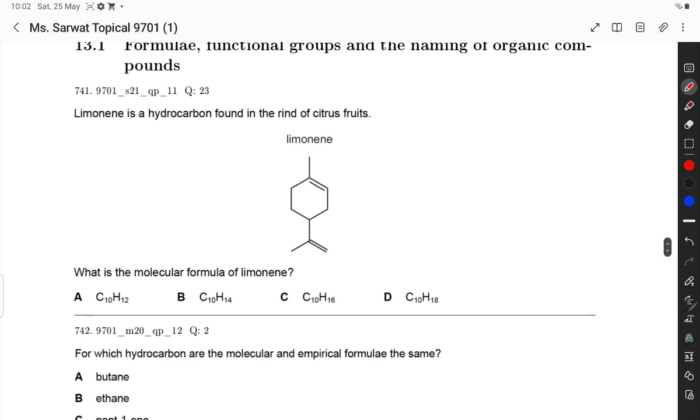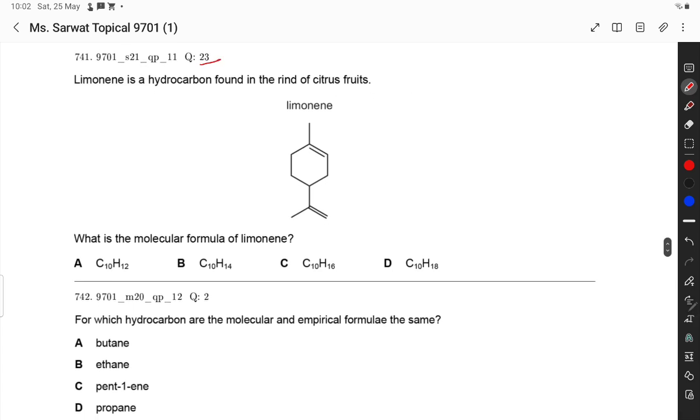This is question number 1 of this topic, from June 21, question paper 1, question number 23. Limonene is a hydrocarbon found in the rind of citrus fruits. This is the limonene structure. What is the molecular formula of limonene? You know how to identify or predict the molecular formula of a given compound.